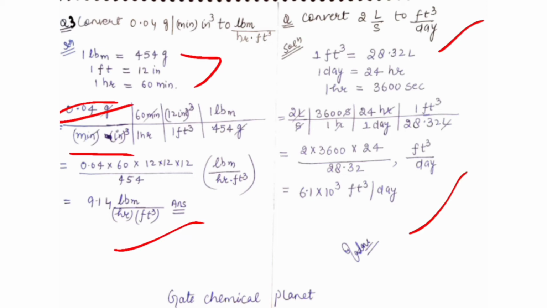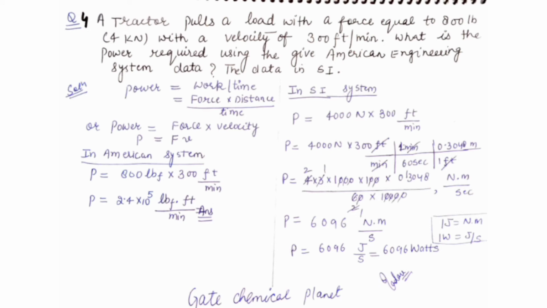Now move on to question number 4. A tractor pulls a load with a force equal to 800 lb or 4 kilonewton with a velocity of 300 feet per minute. What is the power required using the given American engineering system data and also the data in SI? So in this question, we have to calculate the power for two types of system: power for the American system and power for the SI system.